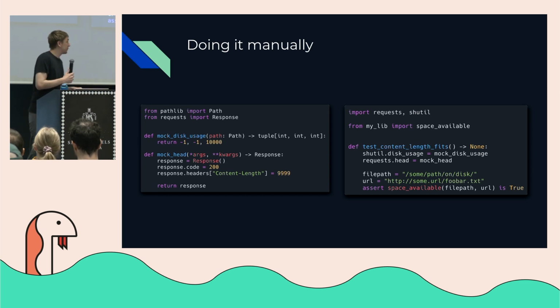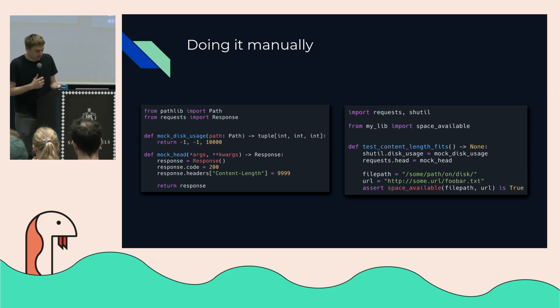Okay, so we're going to start with doing things manually. Just the most primitive example of patching. Let me get the laser pointer working. All right, I've got this test here. We want it to call this space available function that I was showing before with some parameters, and we don't want it to make network requests or file system access. So we can just take the actual modules that the test is going to be using. In the snippet from the previous slide, we were using requests and shutil.